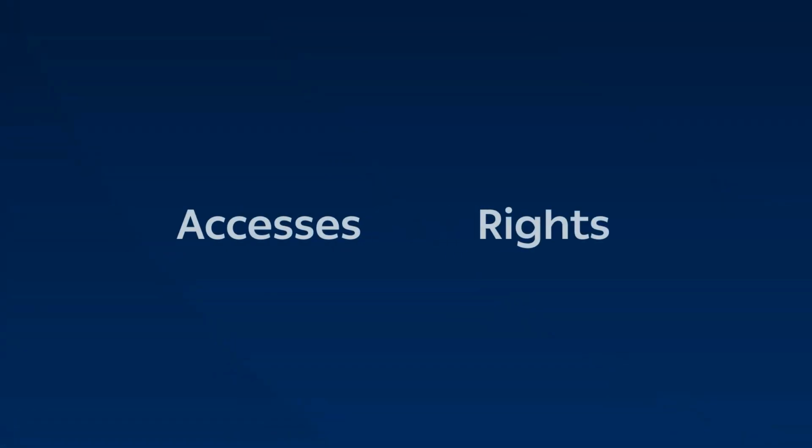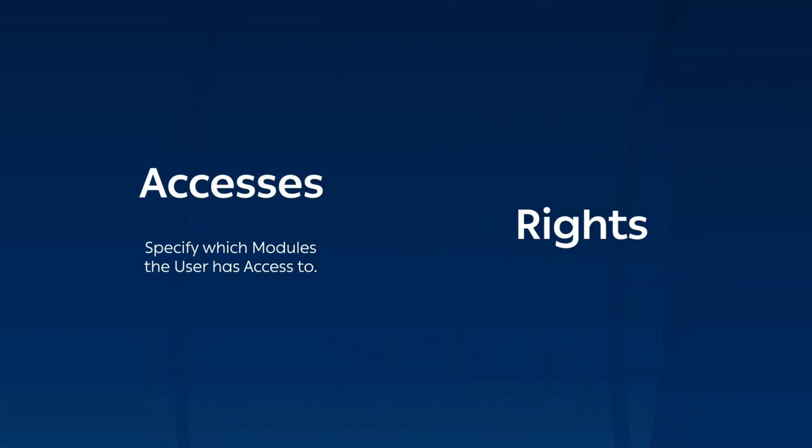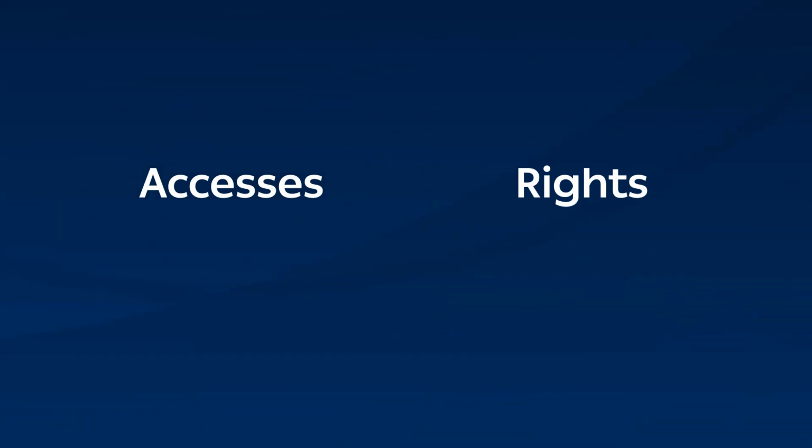The difference between accesses and rights is that accesses specify which modules the user has access to, while rights define which specific parts the user can see in the modules they have access to. For instance, users with the access to the CRM module also need rights to the CRM database in order to see the data stored there.